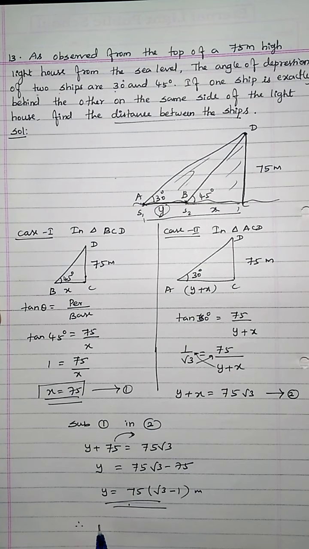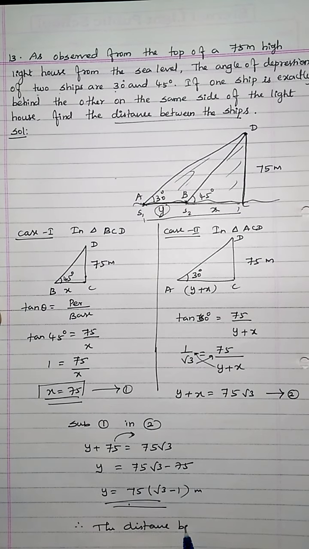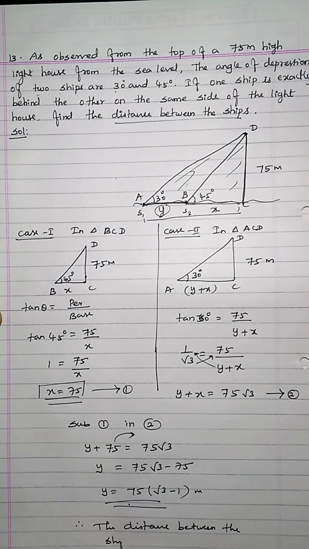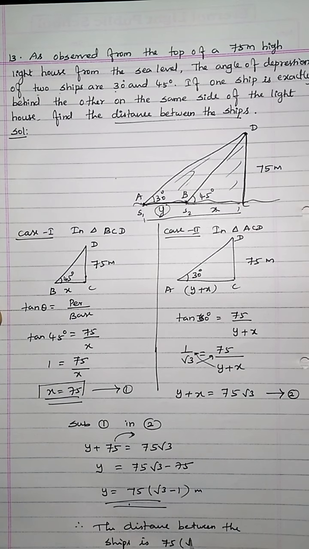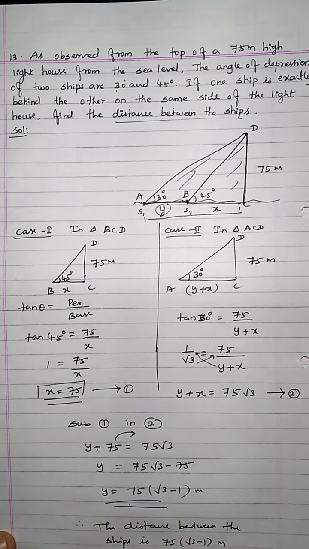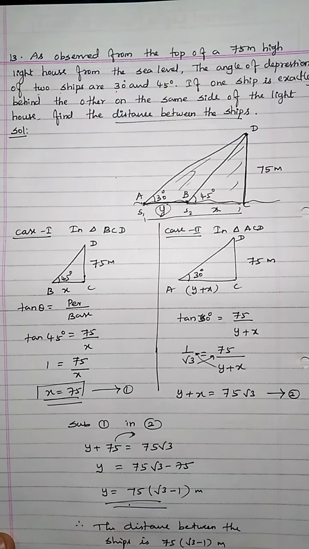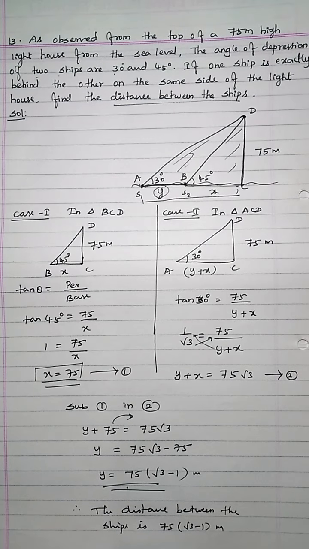So therefore the distance between the ships is 75 into root 3 minus 1 meter. If the root 3 value is given, apply here and simplify, you will get it. If not given, no need to apply. Hope that you understand.